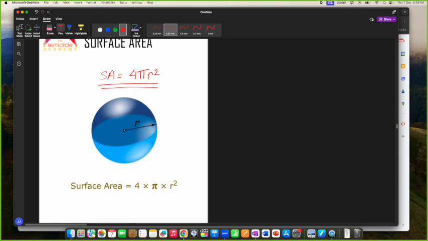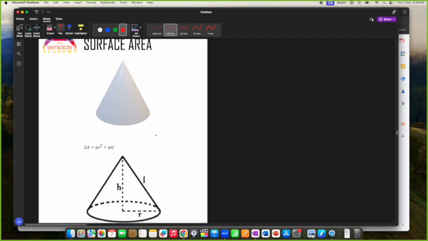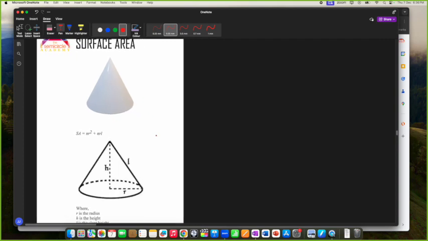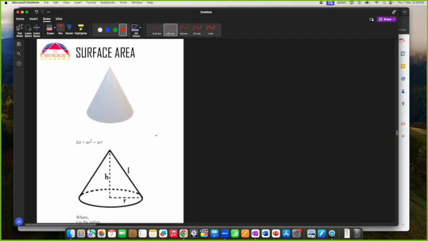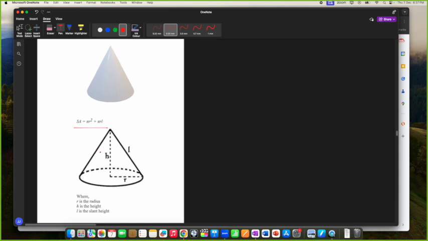So please make a note of the surface area of a sphere. This is also on the curriculum. I have never seen it in an exam. However, if they do bring it in an exam, chances are they will give you this formula here. And this is the formula for the surface area of a cone.